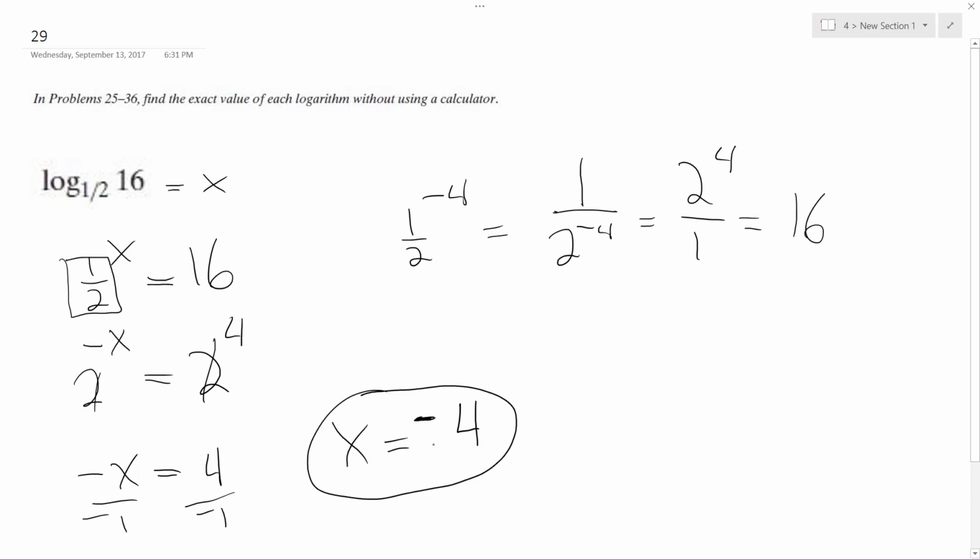And I'm going to let the video stay up for a little bit, so that way, when you watch it, you see negative 4 for a long time. That way you know it's the answer. Okay.